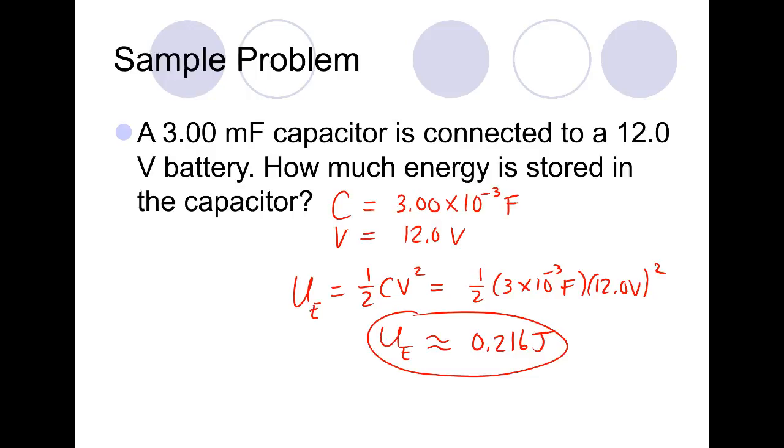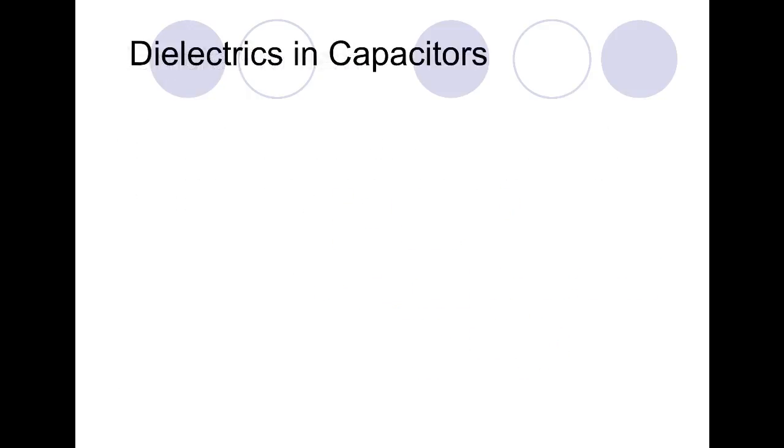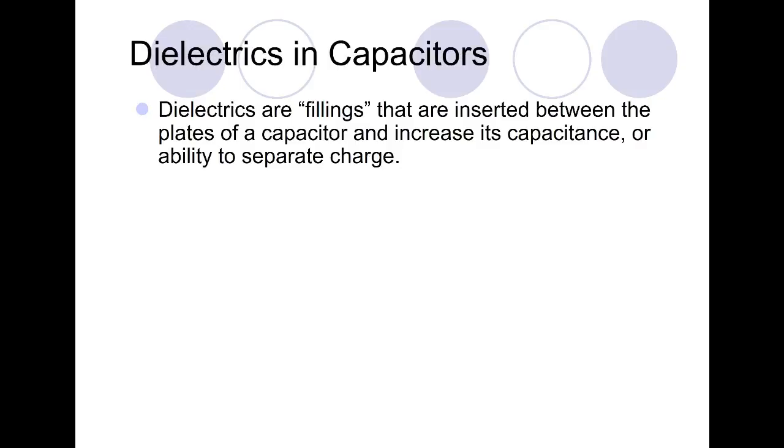Okay, now the next topic is the concept of a dielectric. So first of all, a dielectric is a filling that you put between the plates of a capacitor. And what it does is it increases the capacitance, or the ability to separate charge.